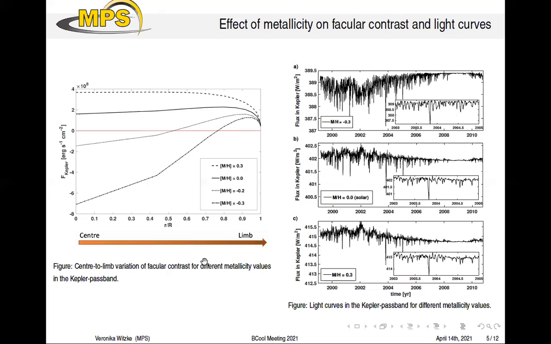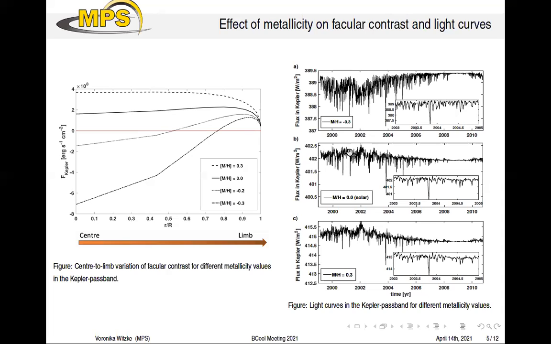So if we use this contrast and calculate light curves, for example in the Kepler passband, then we can see the solar case here. We are mainly interested in brightness changes on the activity time scale, but also on the rotational time scale, as Timo was talking about.